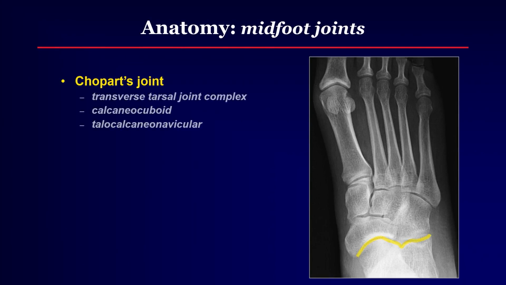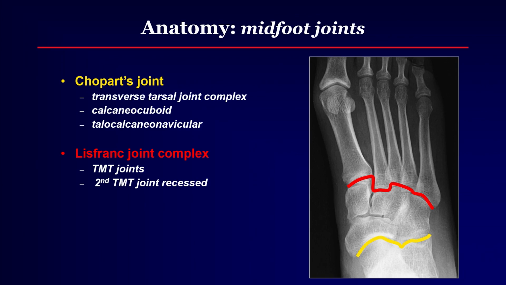You remember Chopart's joint, definitely the stepchild of Lisfranc, but you can see that is the transverse tarsal joint, which means it's the calcaneocuboid and talocalcaneonavicular, a little more proximal to the more famous Lisfranc joint. And Lisfranc, as you know, is essentially the tarsometatarsal joints. Again, there's going to be some overlap here.